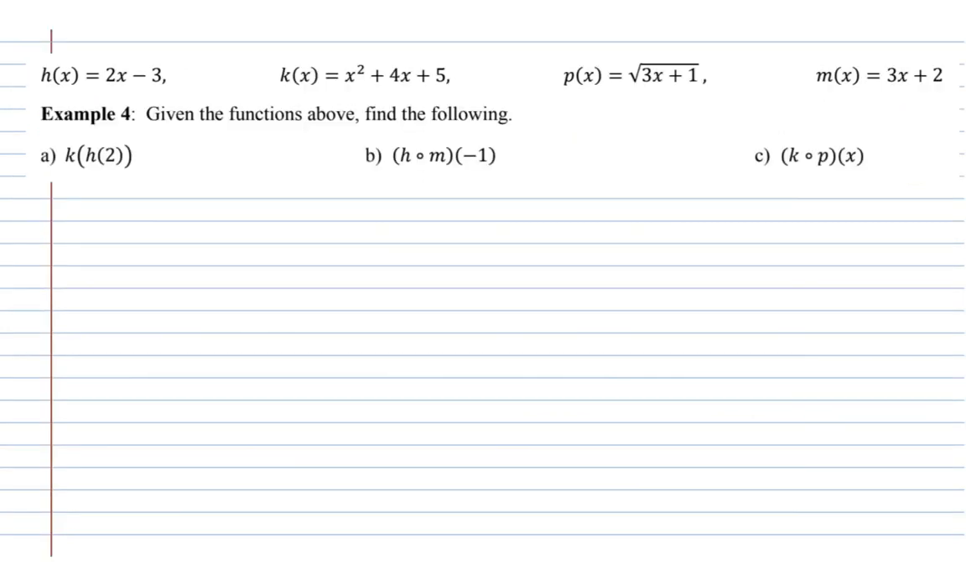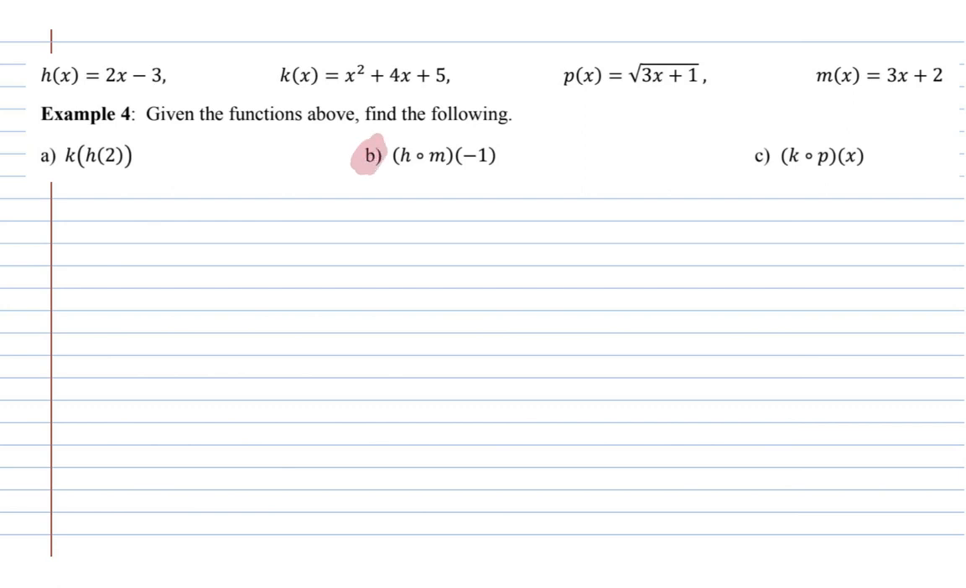Okay, now this time they give us a couple functions. We have the h function, the k function, the p function, and the m function. If you notice, we have 2 linear functions, a quadratic and a square root. I feel like you guys should be able to do A now if you actually understood the previous examples. So I'm going to do B. So that's the one I'm going to do, and then I'll just give you the answers for A and C.